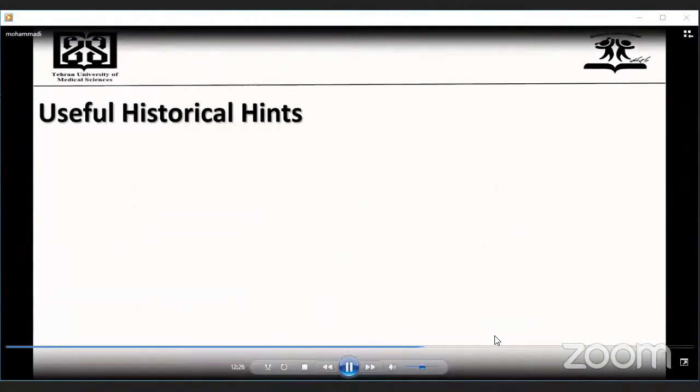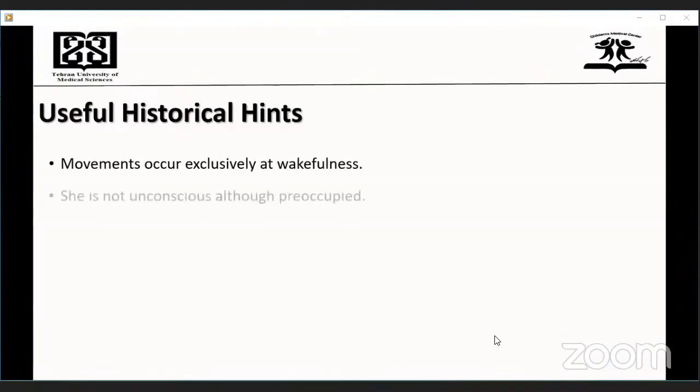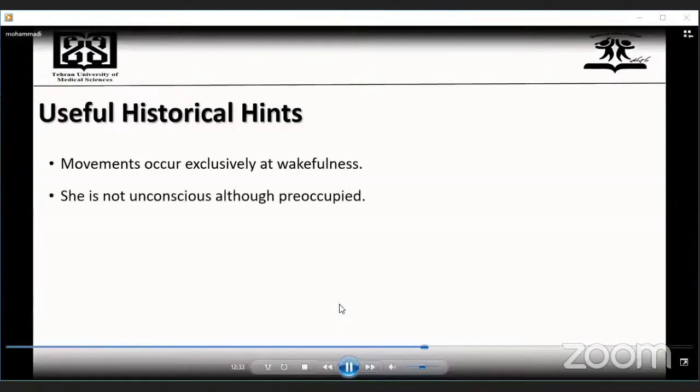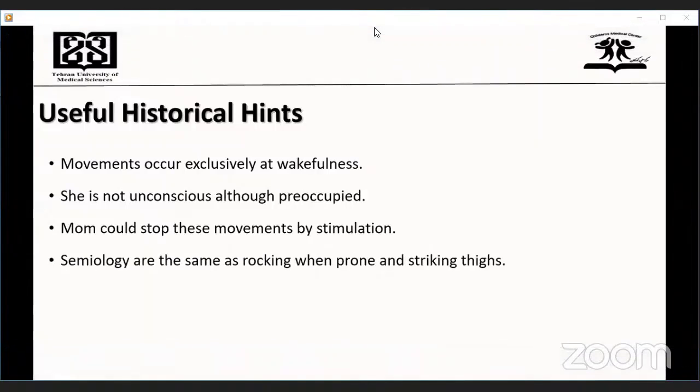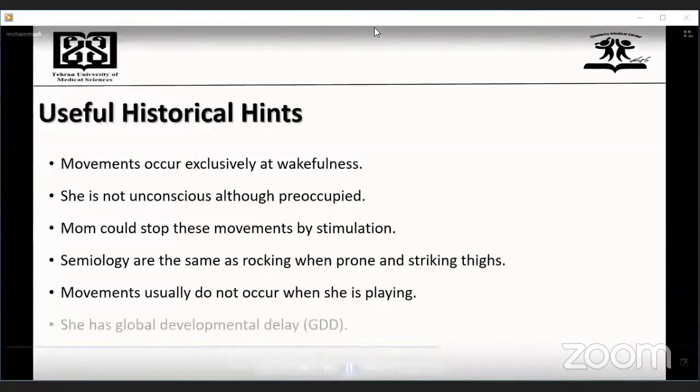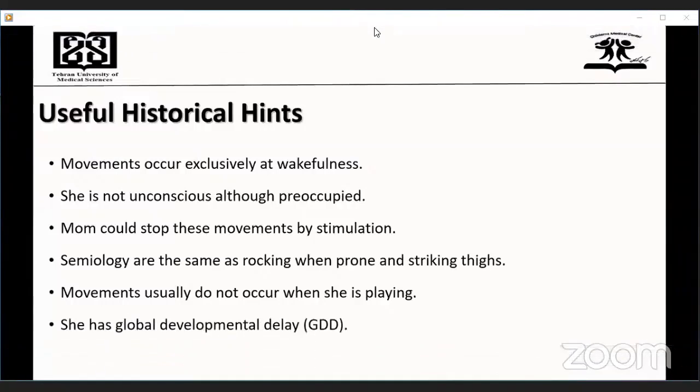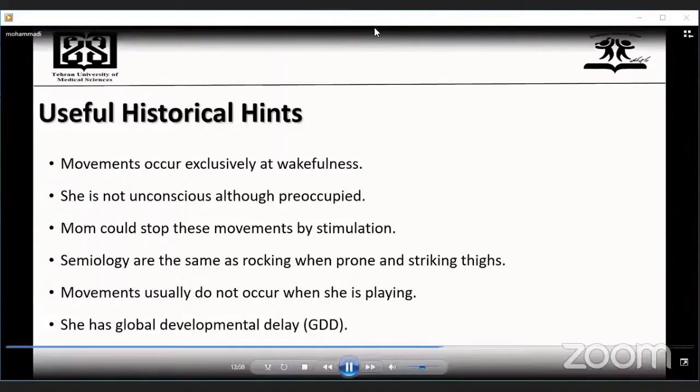Useful historical hints in this story: the movements occur exclusively at wakefulness. She is not unconscious although preoccupied. Mom could stop these movements by stimulation. The semiology is always the same, rocking when prone and striking the thighs together. Movements usually do not occur when she is playing, and she has global developmental delay on developmental and neurological examination.